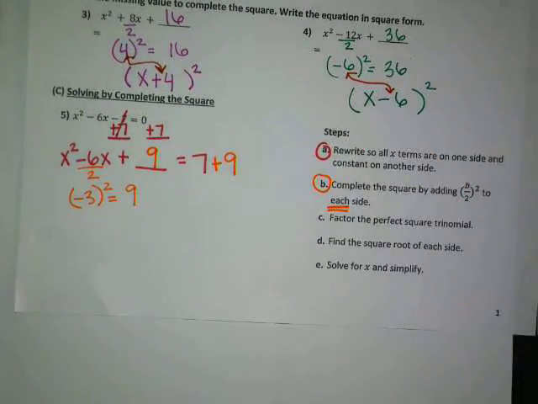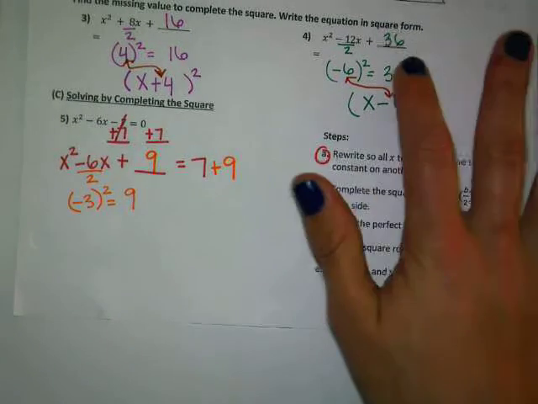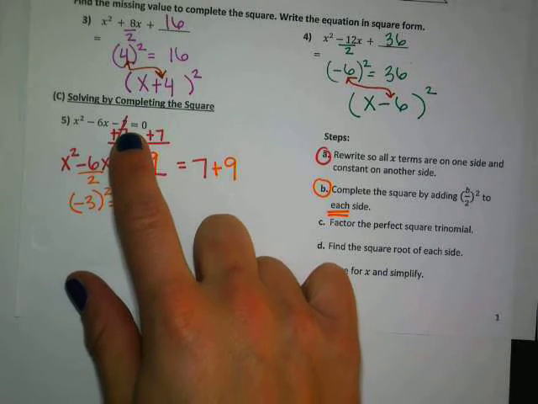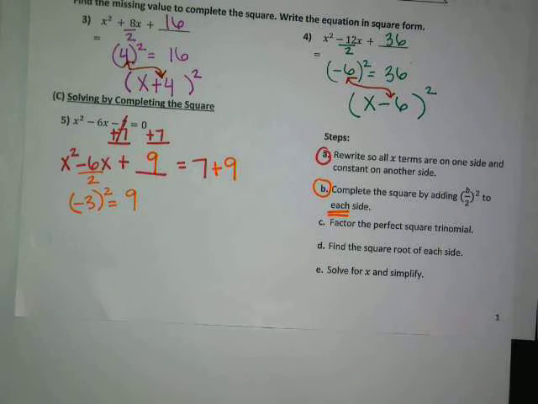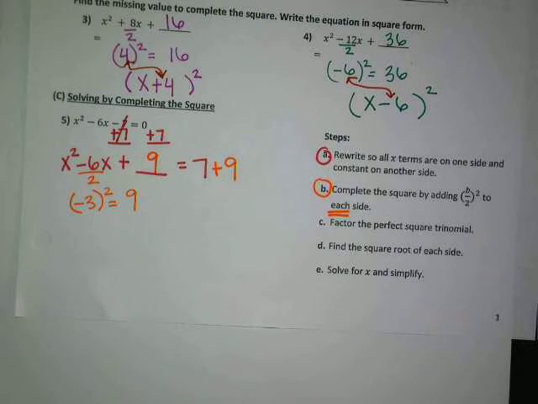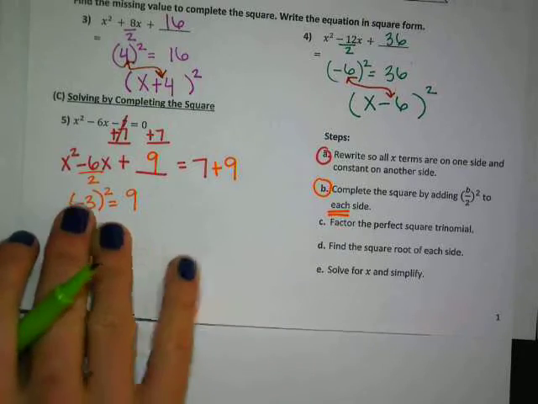Now, notice you have to add it to each side. This is how this is different than these other guys because this guy has an equal sign. And so whatever you do to one side of your equal sign, you have to do to the other, or else your equation is not balanced, and that is not allowed in math. So if you add it to one side, make sure you add it to the other, keeping your equation balanced.